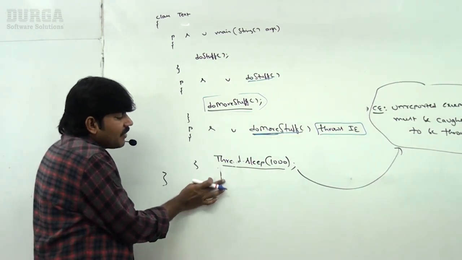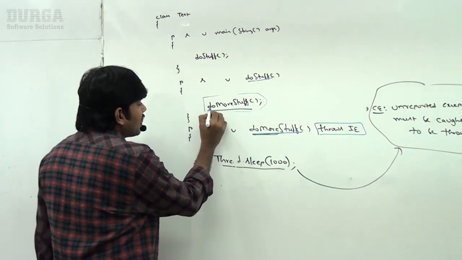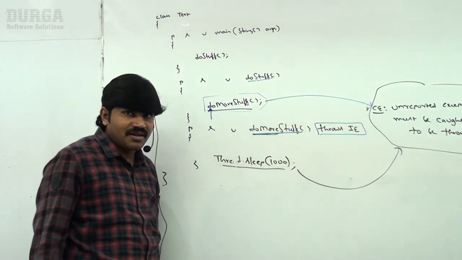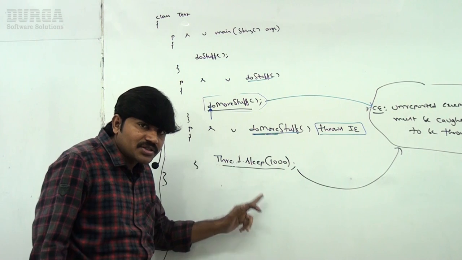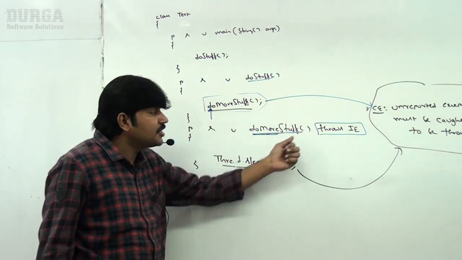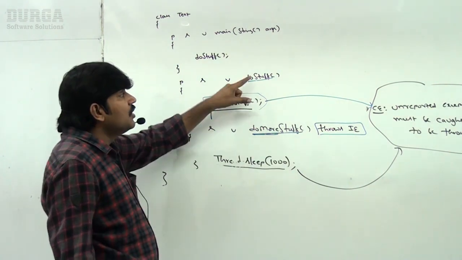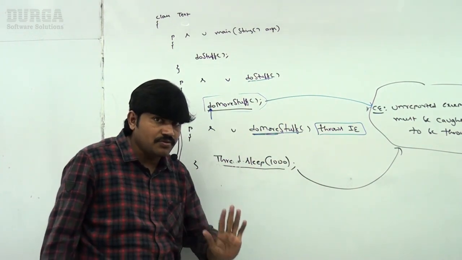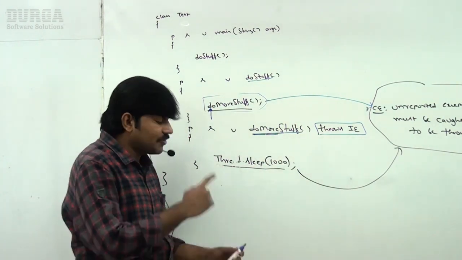Instead of the compile time error here, now the compile time error will come at this line. Observe that. Now doMoreStuff delegated the responsibility of exception handling to doStuff, which is the caller, by using the throws keyword. Clear for all of you, right? Now let me show this one.